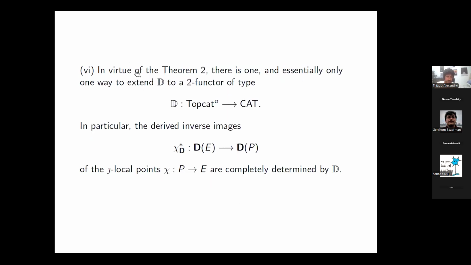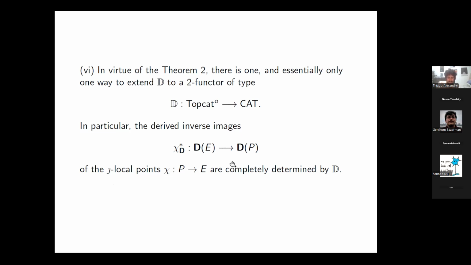So in virtue of theorem two, which I proved, I sketched the proof at the beginning. There is one, and essentially only one way to extend D to a true functor of this type from top cat to cat. And in particular, the derived inverse images of Xi, which are induced by the G local points of E, are completely determined by D, by the categorical restriction of D right here.